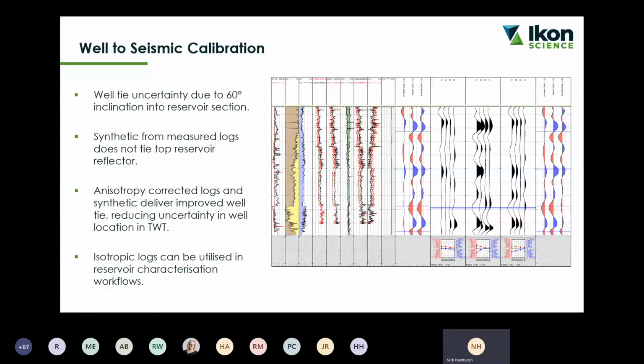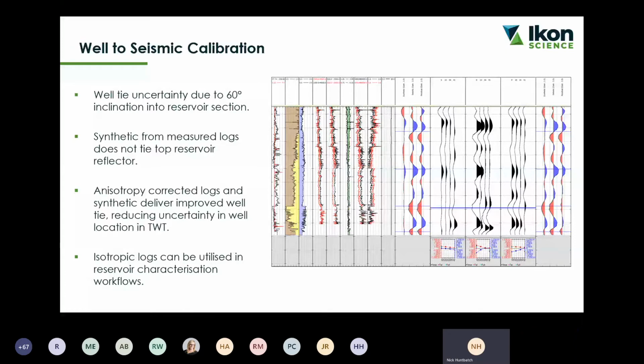And moreover, on the same topic, when we actually get to that well tie stage, again, with this highly deviated well, we've got that 60-degree inclination into the reservoir section. We don't really know how to tie it because we don't have that robust depth time conversion. And if we just integrate the sonic, we have timing issues. But we also have issues in our reflectivity because the shale layers are seeing that faster velocity because of anisotropy.